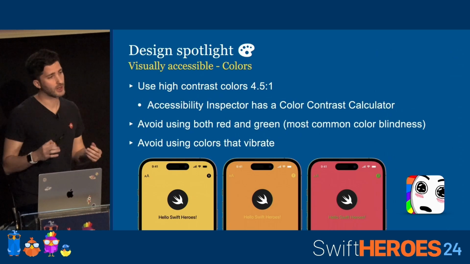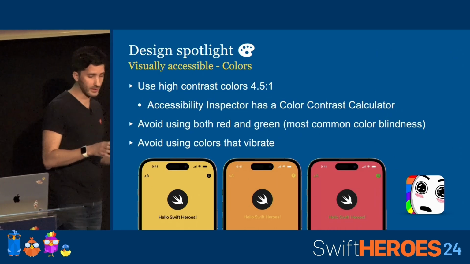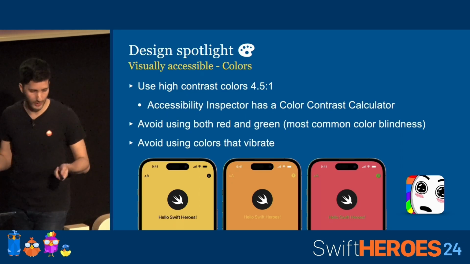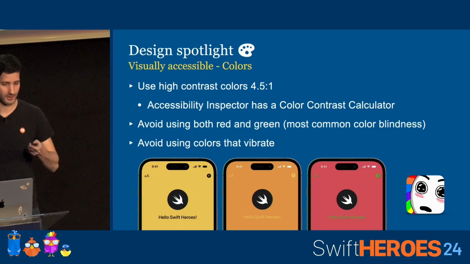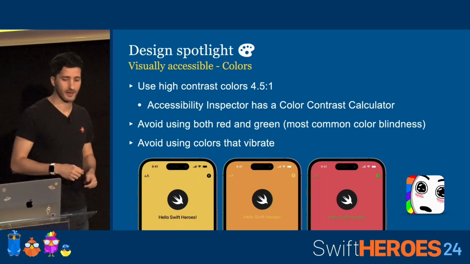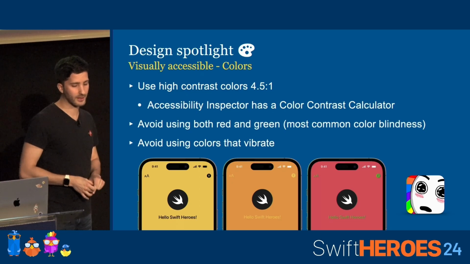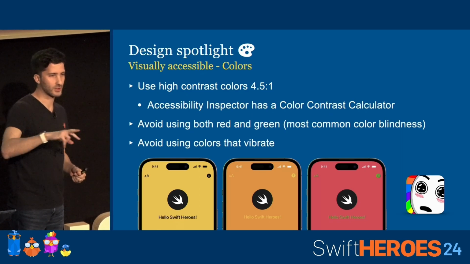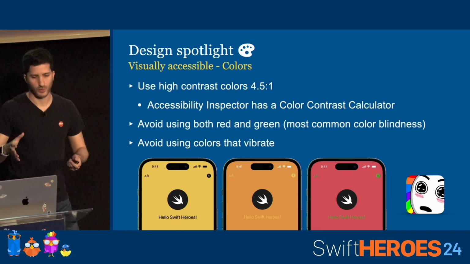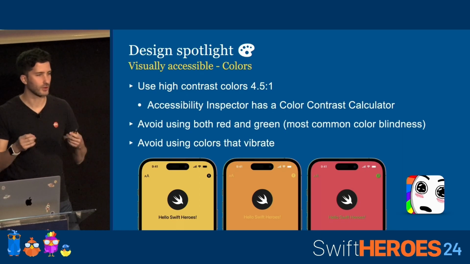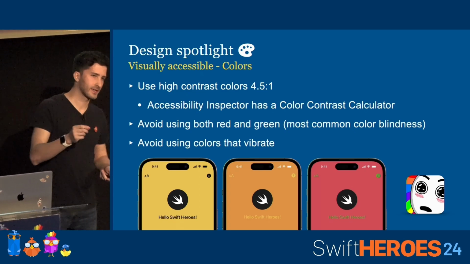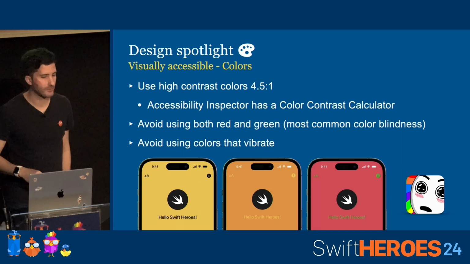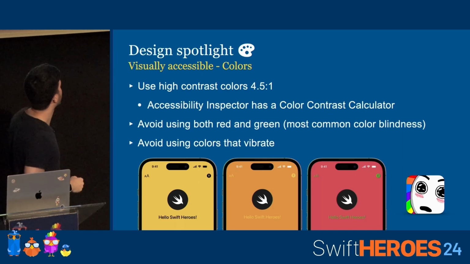As I said, we should use high contrast colors, at least 4.5 to 1. And the Accessibility Inspector integrated in Xcode actually has a color contrast calculator, which helped me even in this presentation. And we should, in general, avoid using both red and green, as it's the most common color blindness. Think about a graph, for example, with two lines. If these lines were one green and one red, it would not communicate anything to me, at least. So in that case, it would be nice if symbols were added to the lines. And of course, avoid using colors that vibrate next to each other.